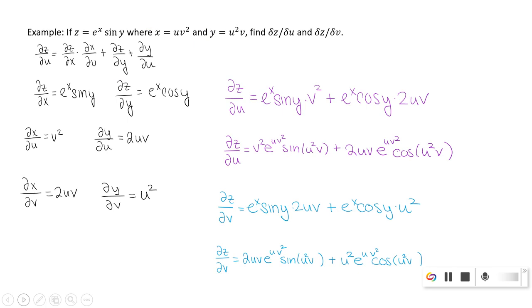All right, so that's an example of how we can apply this if we have a function of two variables, which are also functions of two variables. But again, this idea can be extended to really any number of variables.